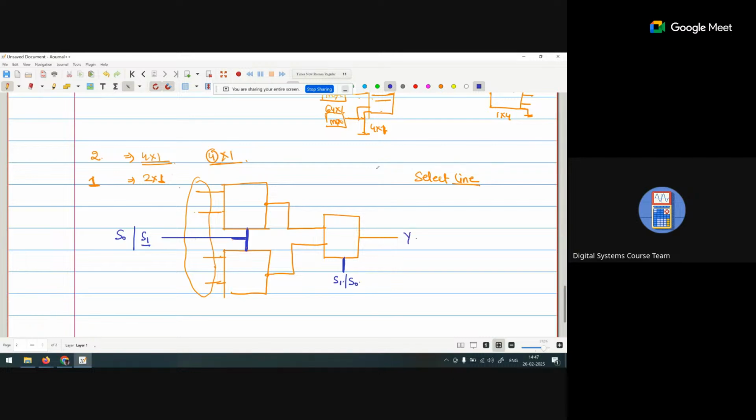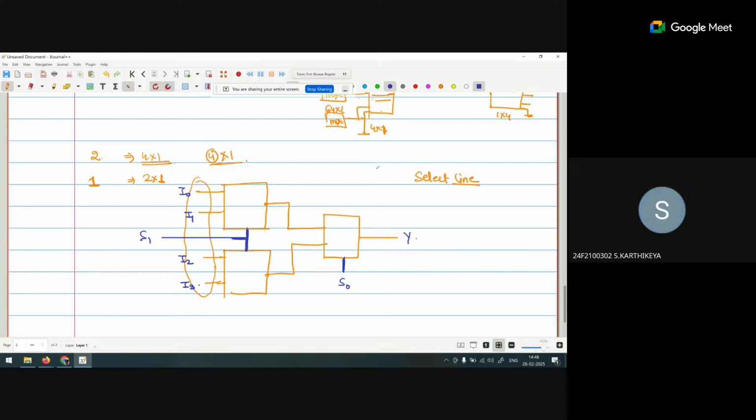The inputs are I0, I1, I2, I3. Initially we consider that we are taking this one as S1, because I already told you that in the MSB we use S1 and in the LSB we use S0. So on the basis of that, I can take this one. Clear?